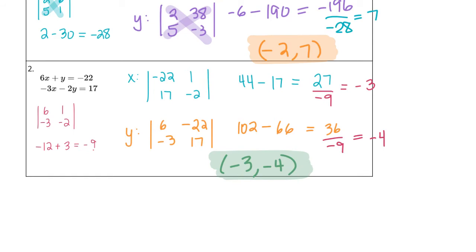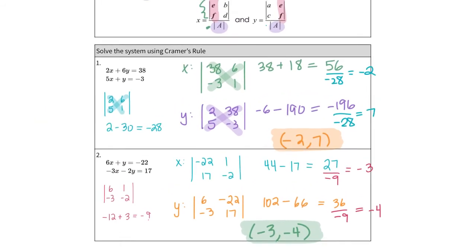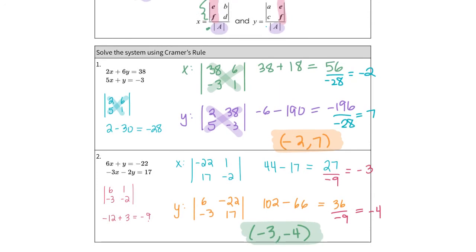So it takes a little getting used to, but it is a neat little pattern and it's pretty fast. And what I like about it as well is if you had a system where you don't need to find both of them, if they were to say that you only needed to find y, there's only one formula to follow. Okay, so these were 2 by 2s. Let's look at a system that has 3 variables.